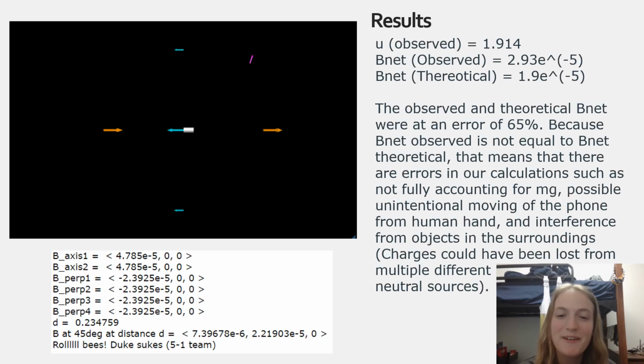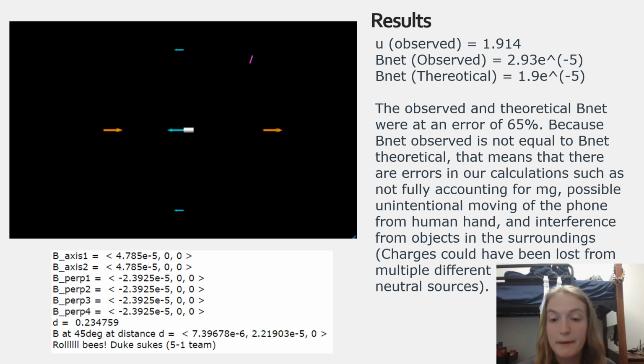Lastly, what you've been waiting for is the results of the experiment. Like I said earlier about what mu and B net were, the observed and theoretical B net had an error of 65%. As you can see, they are very different numbers. Because they're not equal, that means there are errors in our calculations.